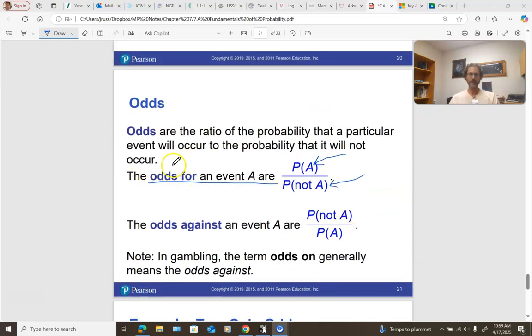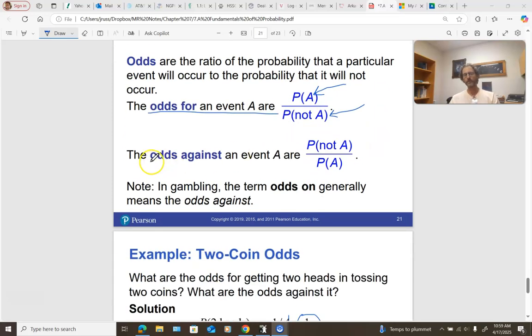All right, so that's odds for an event occurring. But what's more commonly listed, and this is done in horse racing, is they'll list the odds against an event. So what that is just the opposite, the reciprocal. It's the probability that the event will not occur divided by the probability that it will occur. And in gambling, the term odds on generally means odds against. And like I said, that's what's typically used.